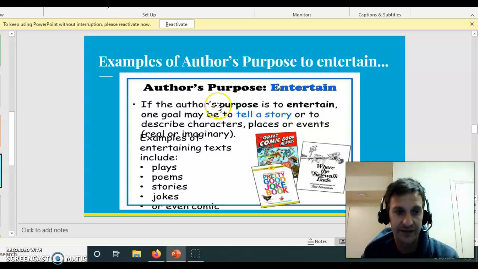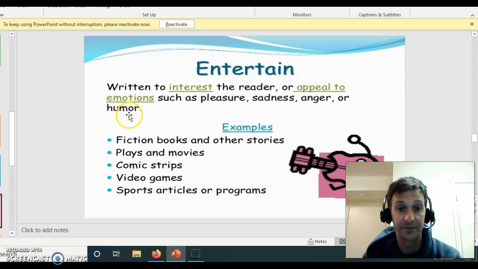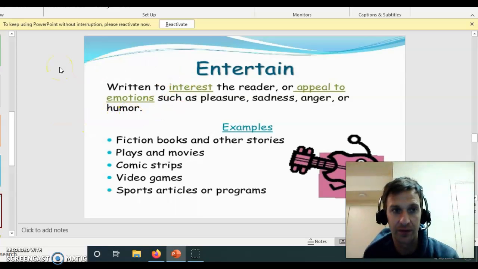All right, so if he's telling a story, there's characters, there's plots. The purpose is to entertain. Alright, entertain is written to interest the reader or appeal to emotions such as pleasure, sadness, anger, or humor. Fiction books, plays, movies, comic strips, video games, sports articles, or programs. Okay?